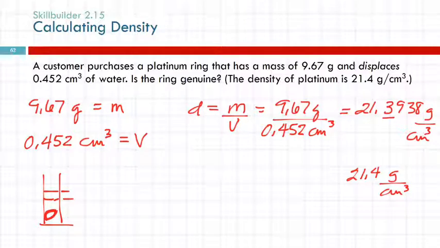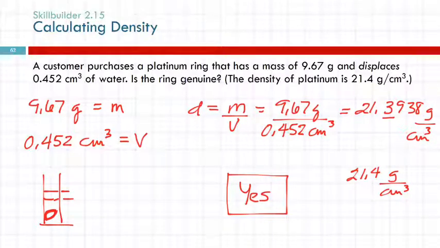So the answer here is not 21.4. The answer to this question, is the ring genuine? The answer is yes. So this comes up on lab reports sometimes where you do all this great work, but you don't actually answer the question. You did all the work to answer the question, but I need the word, okay? The answer to this question is yes. If you do all the other work and leave off the word yes, you're going to lose some points.